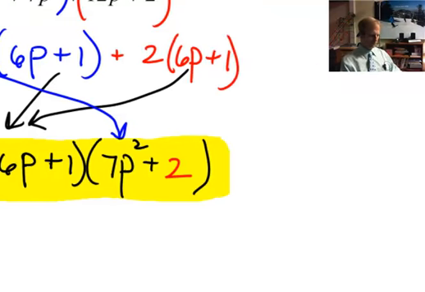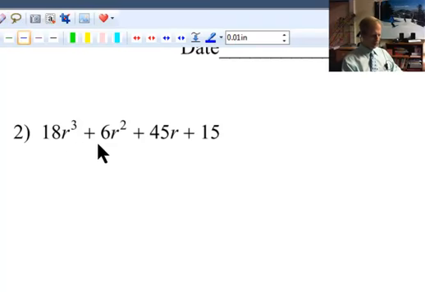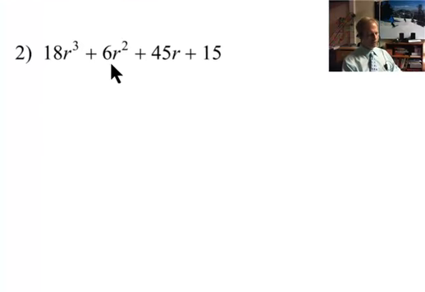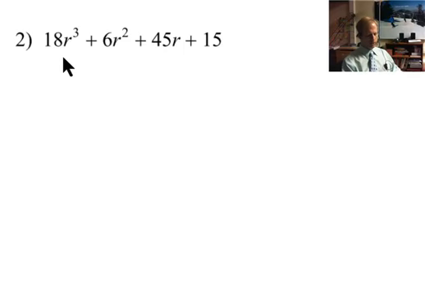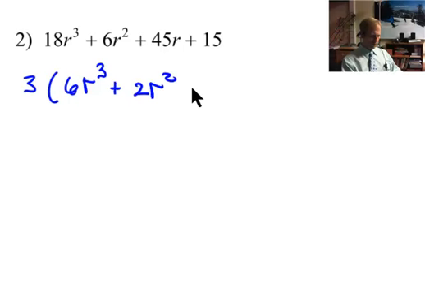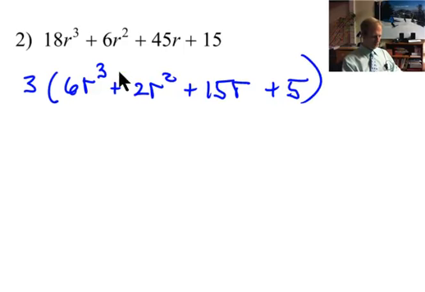Alright, now the next problem looks like I also have 4 terms, and so I'm also going to be doing factoring by grouping. However, I always want to look to see if there's a common factor before I use any technique. And if I look here, I can see that there would be a common factor of 3. So let me factor out the 3, and that leaves me with 6r cubed plus 2r squared plus 15r plus 5. Now I'm going to do my factoring by grouping.